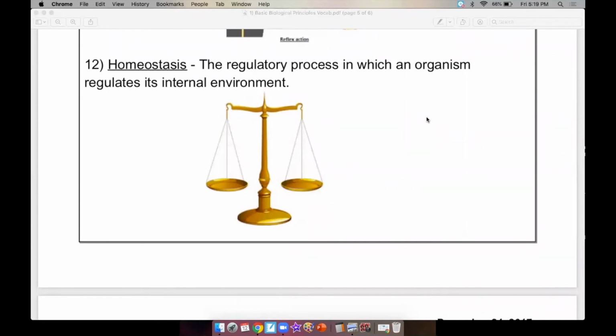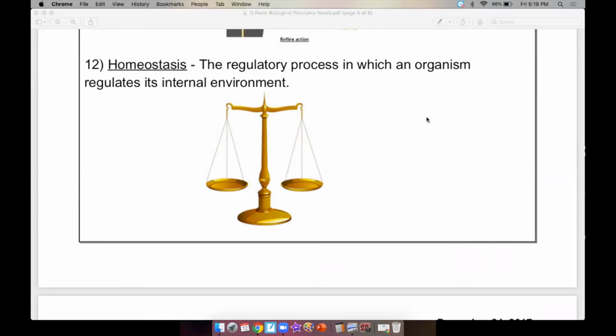Homeostasis, ladies and gentlemen, this is a word that will haunt your nightmares in my class because it is everywhere. If you're in my anatomy class, a lot of people do both classes at the same time. This is anatomy. The entire class is homeostasis, the class, all right? This is an important word. The regulatory process in which an organism regulates its internal environment, basically meaning your body keeps balanced. Something happens to your body, it doesn't like it, so your body does something to put yourself back to normal.